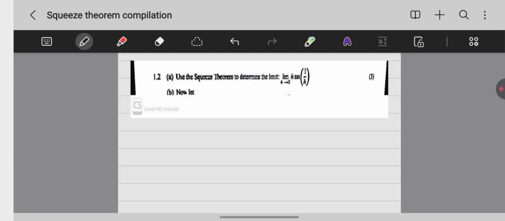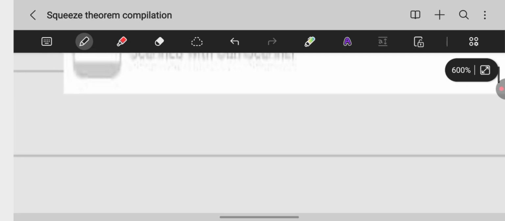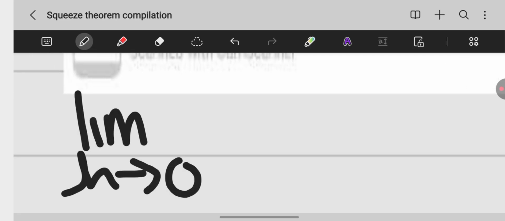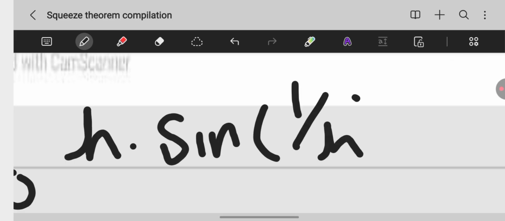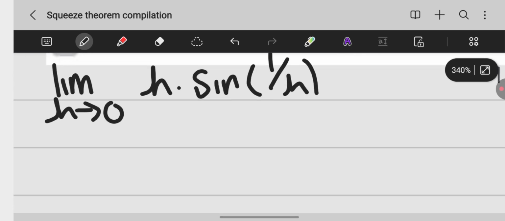Moving on to the next question, where we're supposed to use the squeeze theorem to determine the limit as h approaches 0. Let me just write it down because I can't see what's going on by looking at that. So you would have the limit as h approaches 0. Your function is h times sine 1 over h. Oh, so we have to find the squeeze theorem of this.